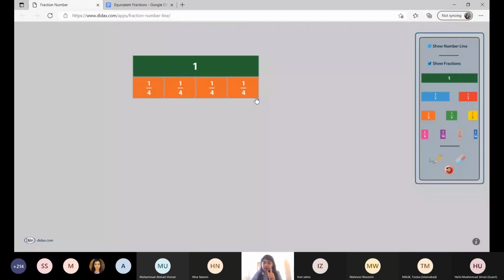Now, students can play it on their own. You can share this link and the students will be able to play it. Now, how many 1/4 make 1/2? And you can see here, two. Two, right?